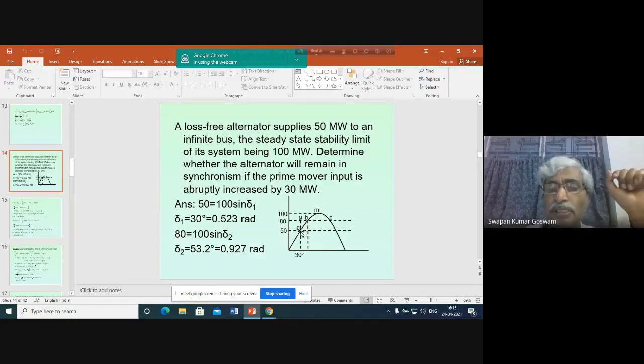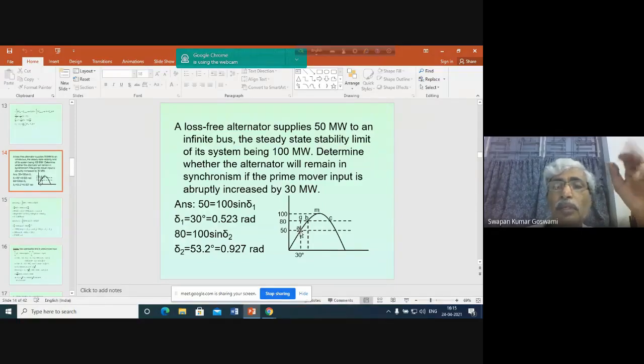So you can find out the initial operating angle. Obviously, it is 30 degree, since sine delta, sine 30, is 0.5. So it is 50 megawatt, peak is 100 megawatt. So it is 30 degree, the initial operating angle delta 0.